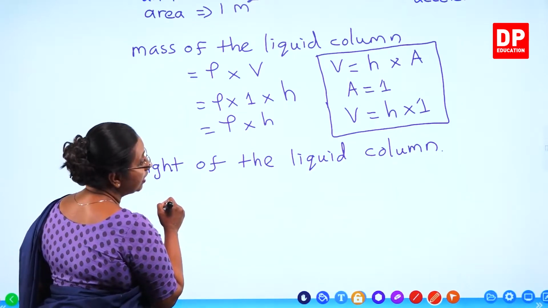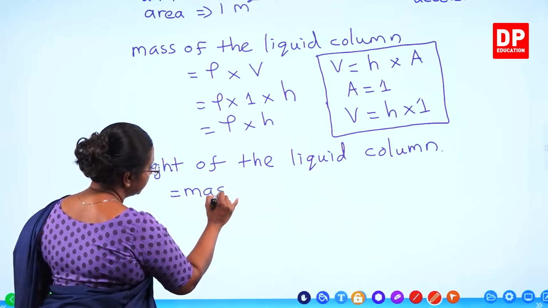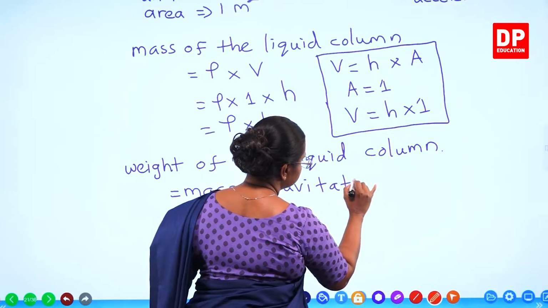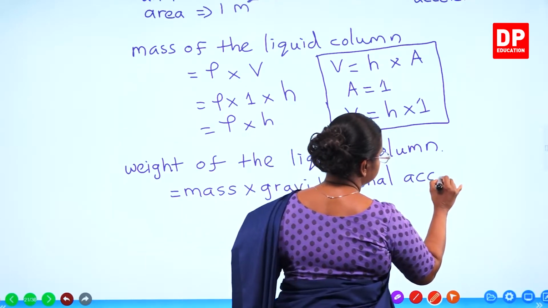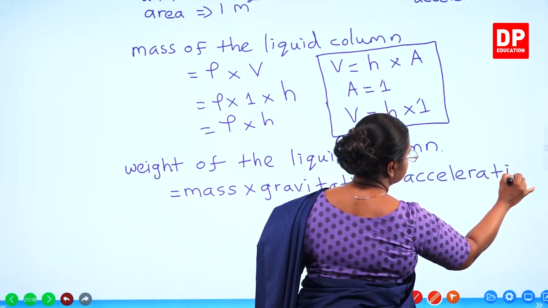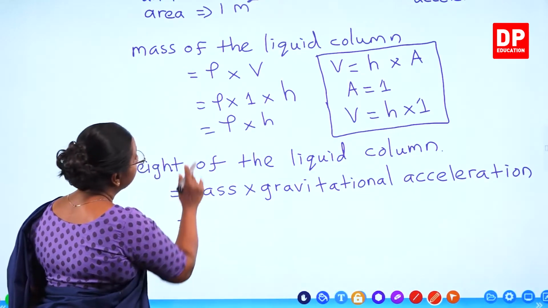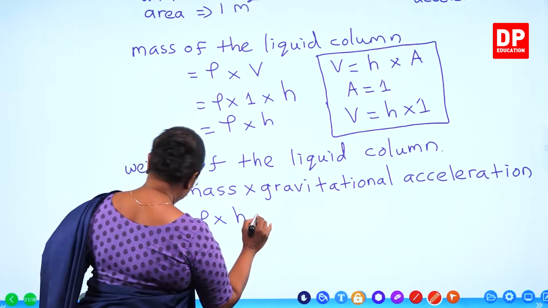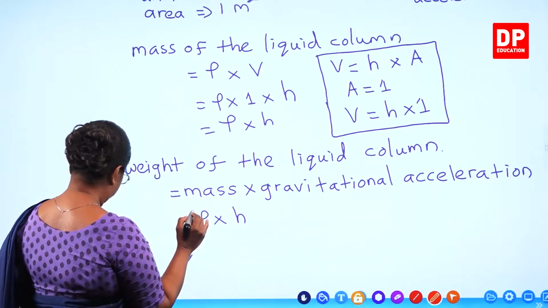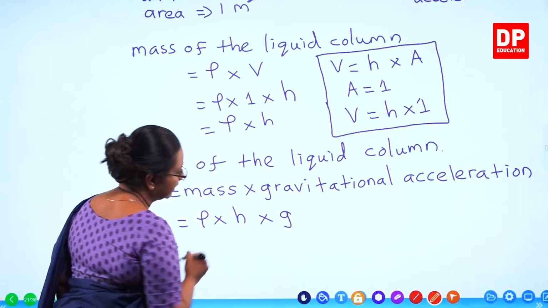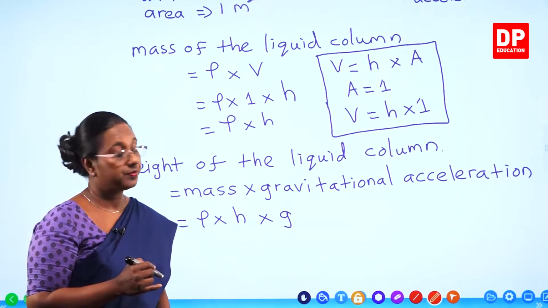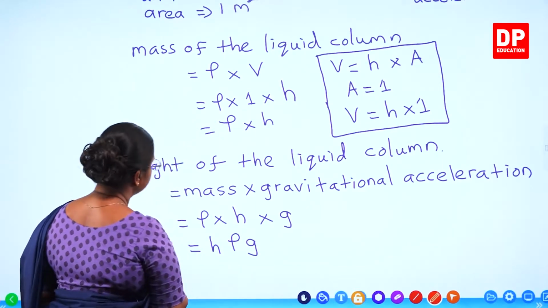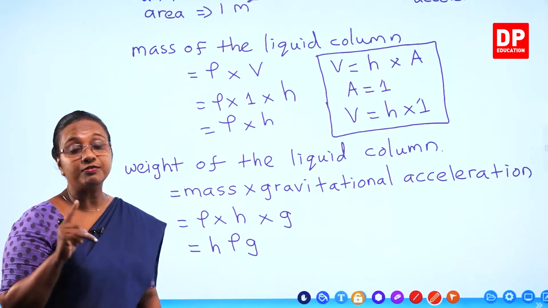Now, to find the weight of the liquid column, that is equal to mass into gravitational acceleration. There we have found the mass as rho into h. Then you need to multiply by the gravitational acceleration g. If we rearrange this, we can write it as h rho g. So, that is the weight of the liquid column.